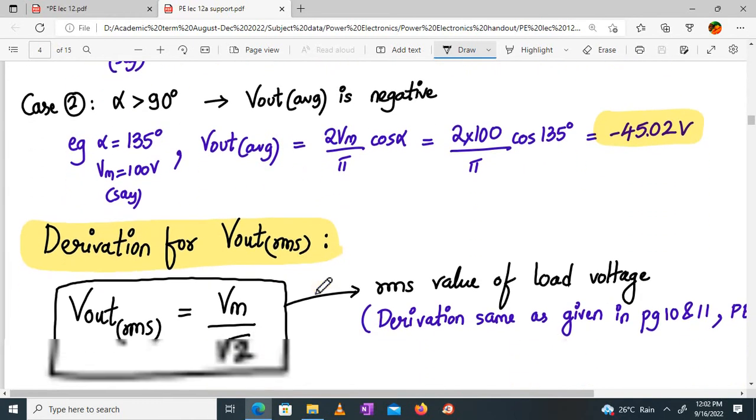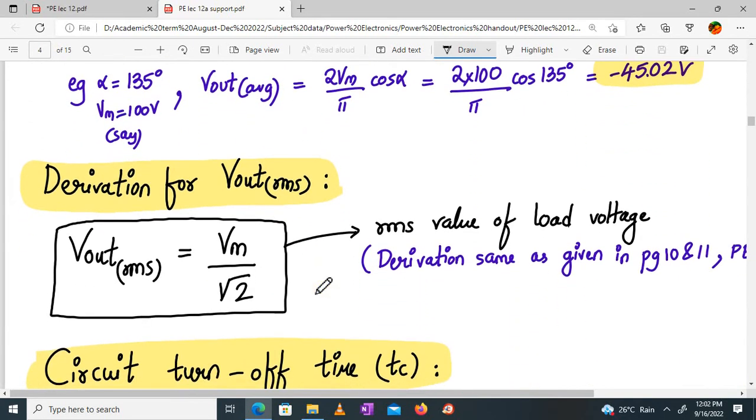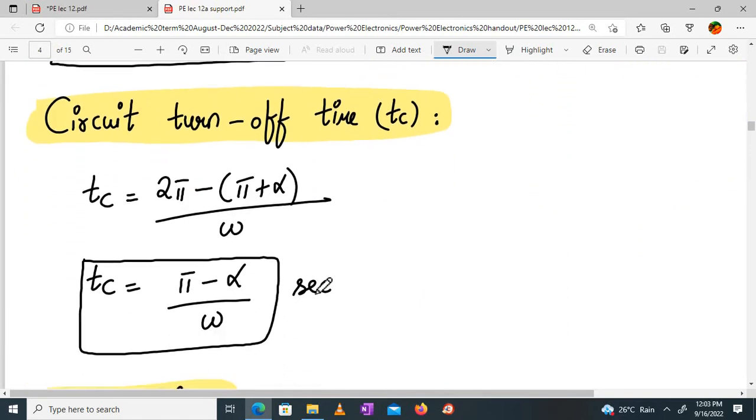Now V out RMS, write down the formula. This also we have derived. You remember for RL load we have done the derivations. V out RMS is Vm by root 2, for single phase full wave controlled rectifier with RL load continuous mode and RLE load continuous mode. It is the same for both, for alpha less than 90.